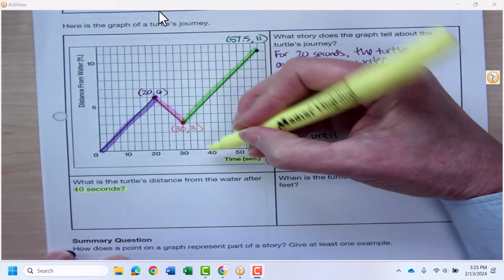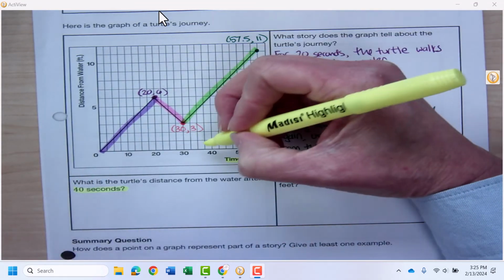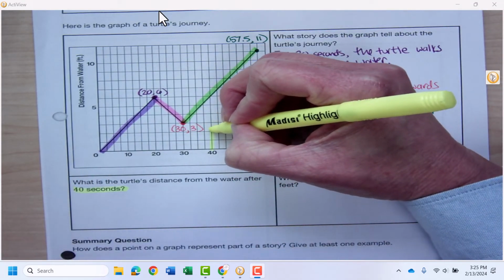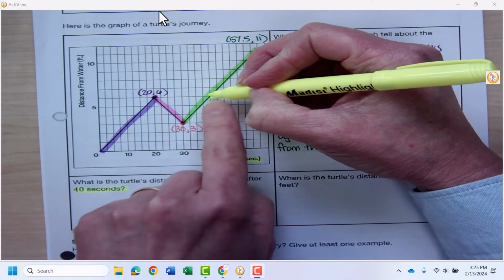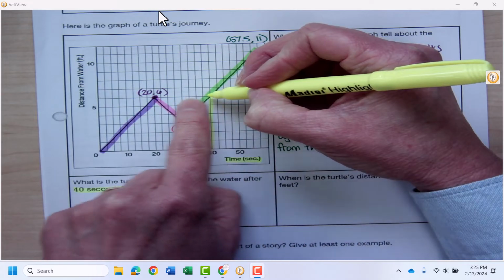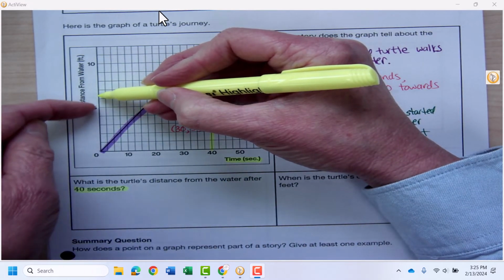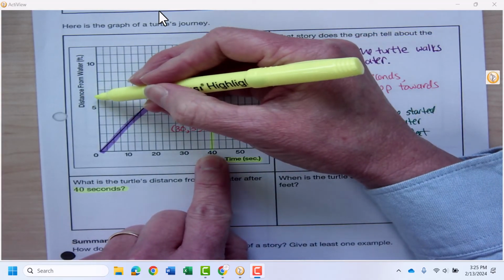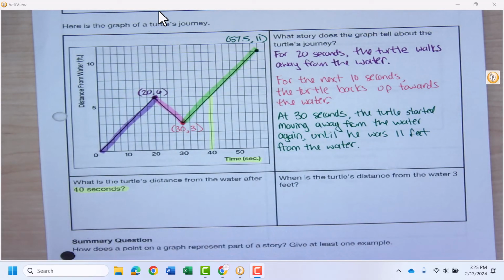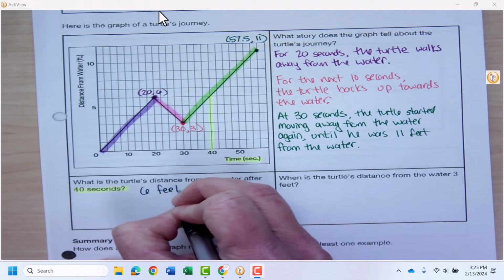This first question says, what is the turtle's distance from the water after 40 seconds? Well, seconds is down here. 40 seconds is right here, and I'm just going to draw a line straight up until I hit one of these lines to see my turtle's path. All right, right there. So what's the turtle's distance right there? Let's move across here, make sure we're reading the scale correctly. It looks like it's going up by ones. So it looks like at 40 seconds, our turtle has moved 6 feet. What's the turtle's distance from the water after 40 seconds? 6 feet. Right there.